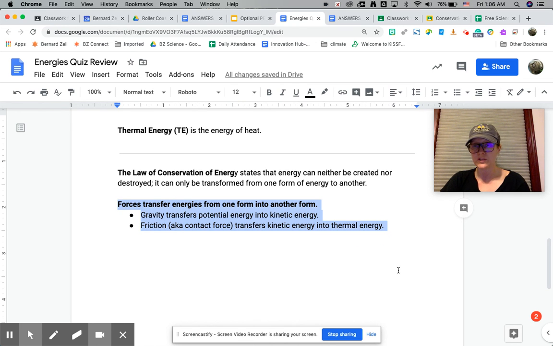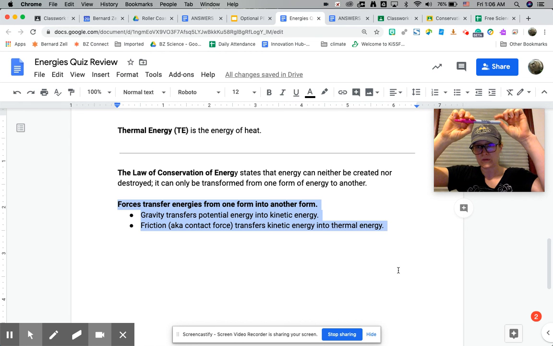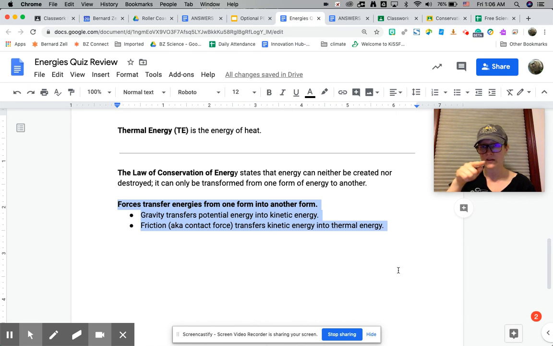Forces transfer energies from one form into another. Now, forces and energies are two different things, right? Forces are gravity, gravitational forces, and contact forces. And friction is a type of contact force. So gravity, this force of gravity, transforms potential energy into kinetic energy. So gravity is the force that pulls this pen down, right? You're just going to hear me dropping a pen on the table for a while now, right? So gravity transforms the potential energy in this pen into kinetic energy, right? And then friction, contact force, transfers kinetic energy into thermal energy.